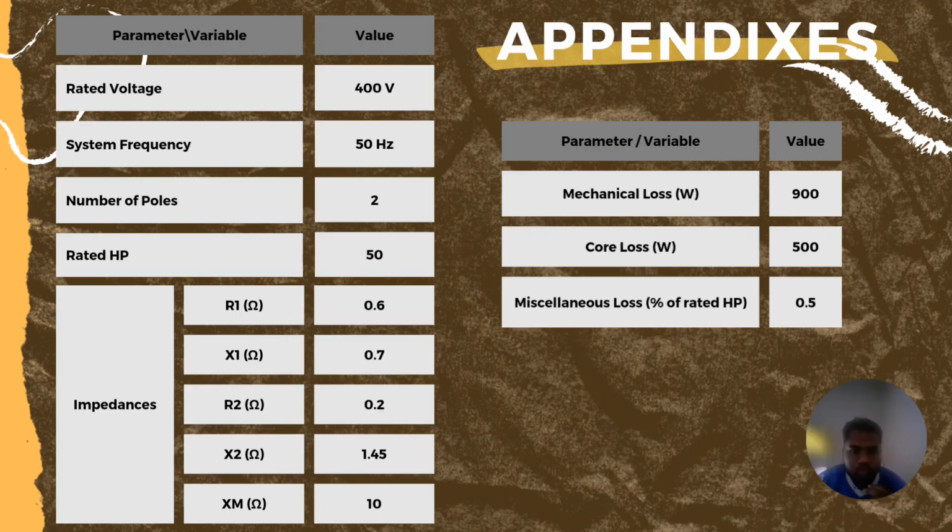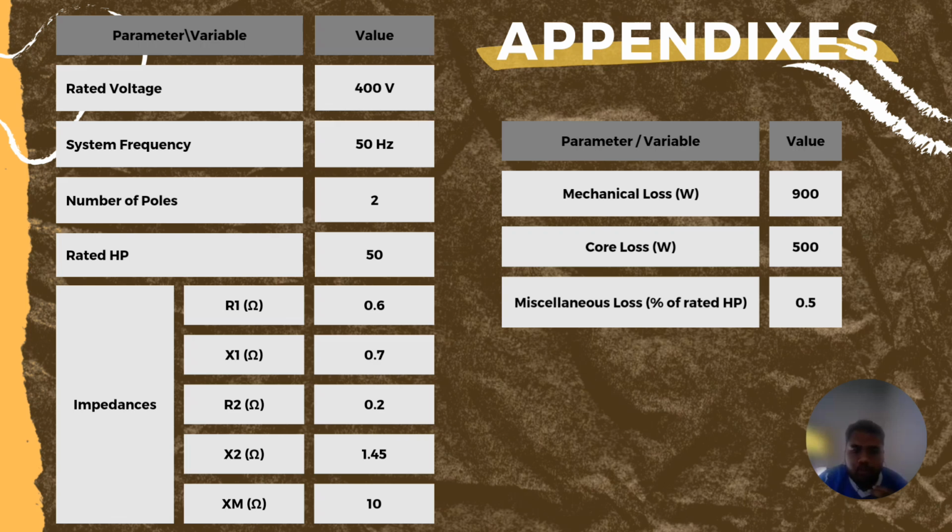Thank you. So for the appendix, the parameter values that we have chosen for our group project are stated as below. For parameters, we have rated voltage, which is 400 volts, system frequency is 50 Hz, number of poles is 2, and our rated horsepower is 50.